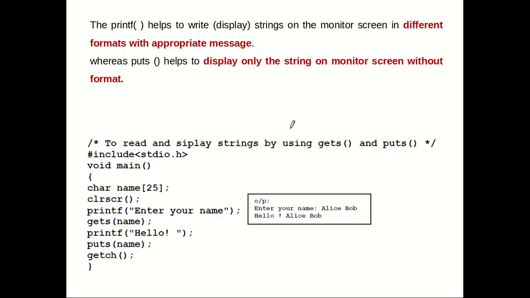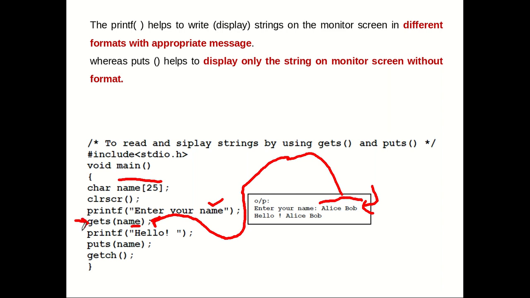So let us take an example. Here the same program, the name is declared with a maximum number of characters of 25. We ask the user to enter the name. The user will enter the input as Alice and Bob, and after entering, he will press the enter key. Whenever he presses the enter key, all this information will be stored in name. This is because of gets. gets will consider only the enter key for stopping the reading from the keyboard.